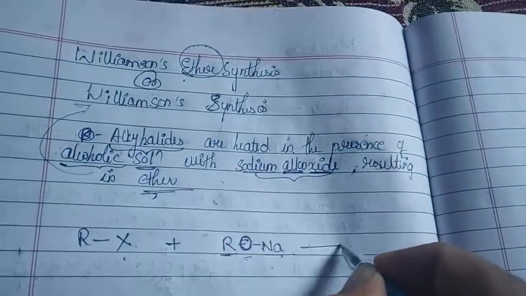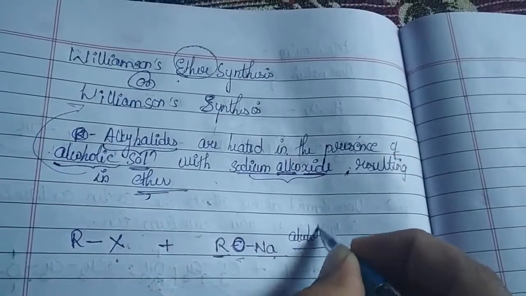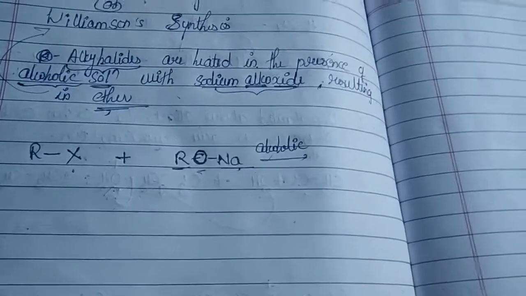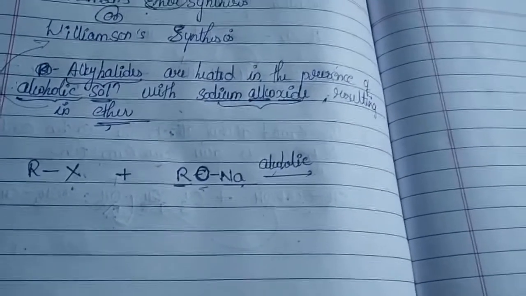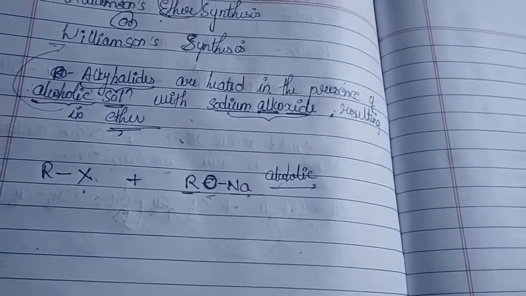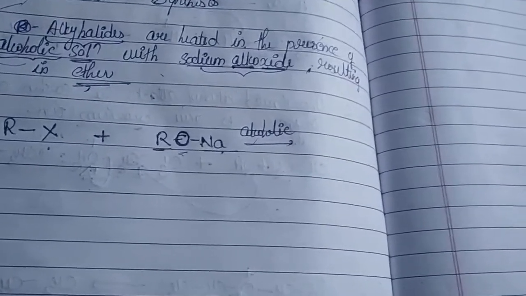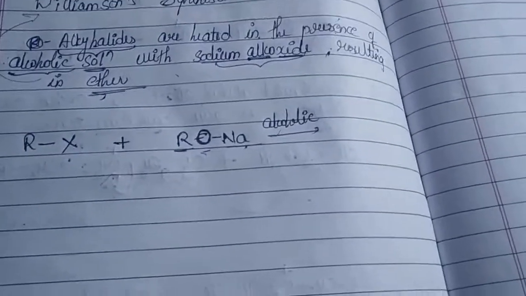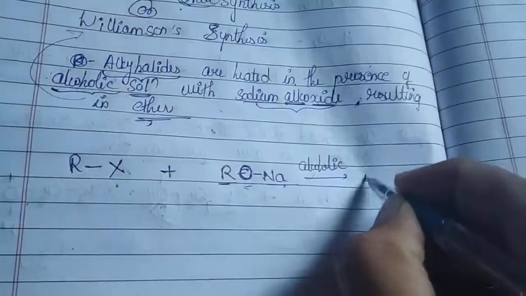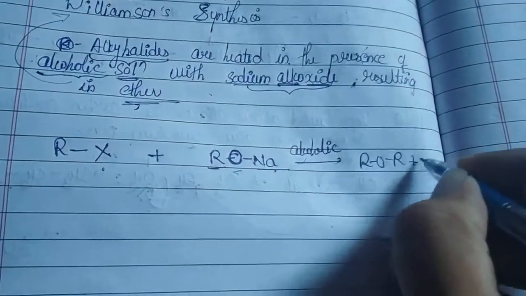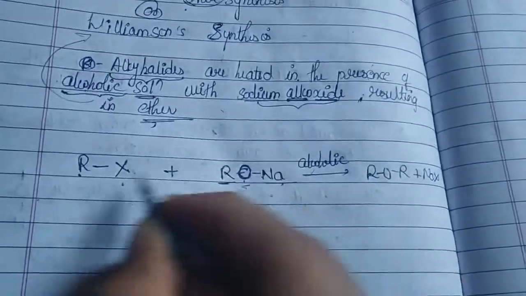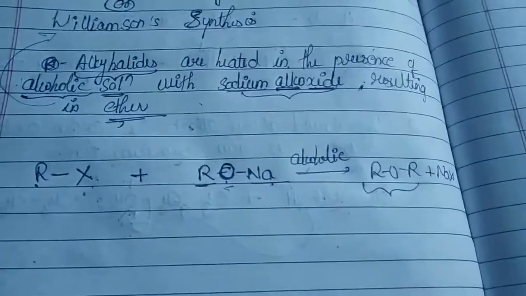So this is to be treated in the presence of which one? Alcoholic medium. I am not taking water or any other solvents. In Grignard reagents we took ether as the solvent, but here in Williamson's ether synthesis we take alcohol. Now if we have to prepare ether, we have to use alcohol as the solvent. So here you'll be getting ROR plus NaX. So this will result in the formation of our ethers.